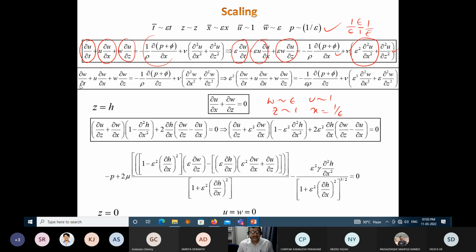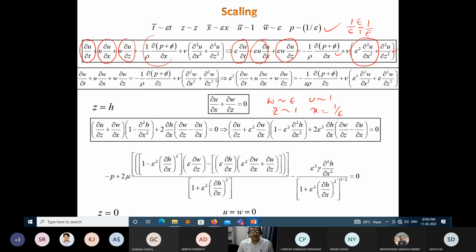Same, let us start looking at it. This is again, W is epsilon and T is 1 by epsilon, so this is epsilon square. U is 1, X is 1 by epsilon, W is epsilon. This is epsilon square. W is epsilon, W is epsilon. Again epsilon square. So all these 3 terms will have epsilon square. What will be the order of magnitude of this one? This is 1 by epsilon. Z is 1, so this is 1 by epsilon. What will be this one? Epsilon and epsilon square. That means epsilon cube.